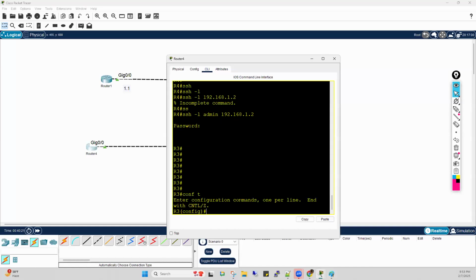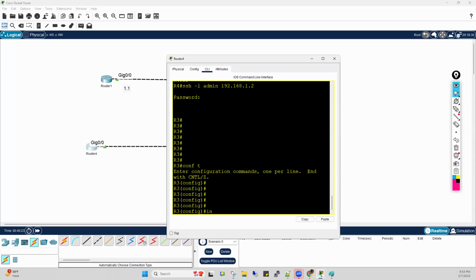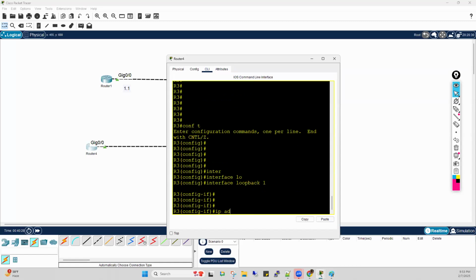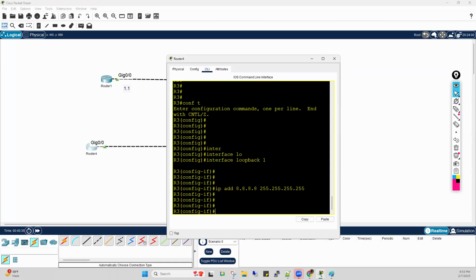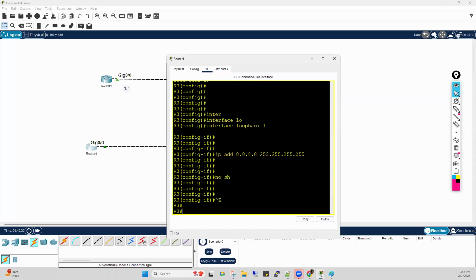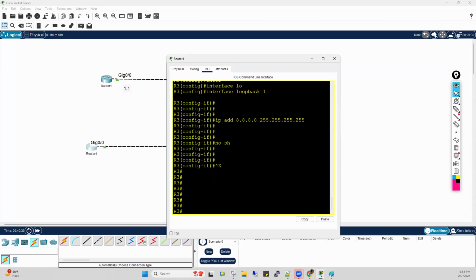For example, I enter global configuration mode. I want to set interface loopback 1, IP address 8.8.8.8, 255.255.255.255, no shutdown. So guys, I am on router number 4, and from router number 4, I am able to configure router number 3. Is this clear, guys? Everyone, yes or no? Right now, guys, tell me.